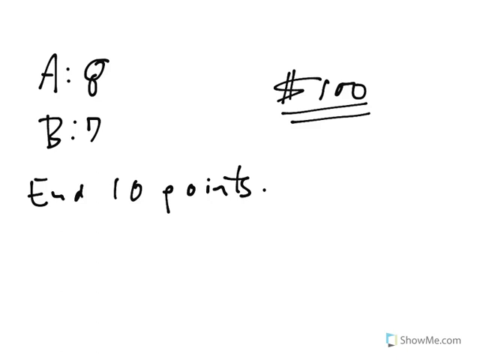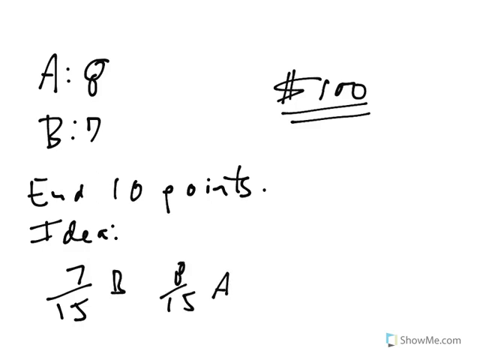And one idea was to just maybe give 7/15 of the money to B and 8/15 to A. And that is slightly more than half to A and slightly less than half to B. And it's not a bad solution, but it's not the most accurate one.